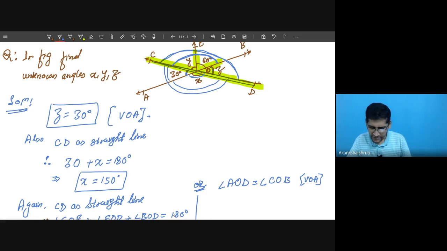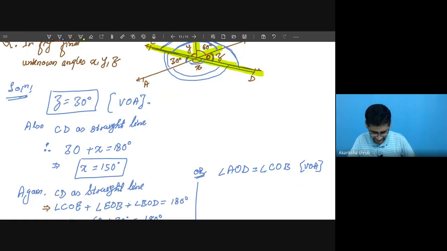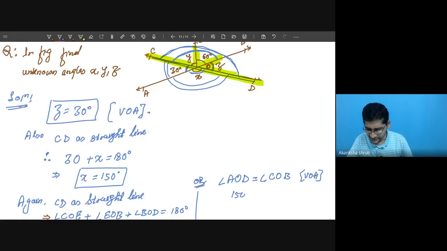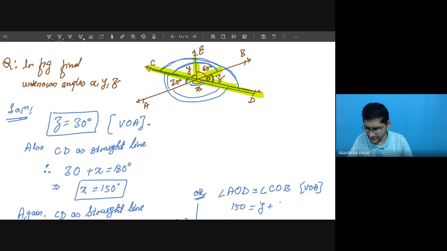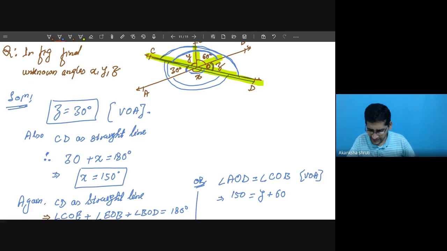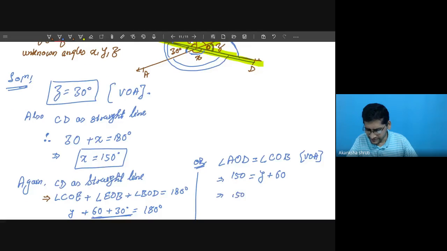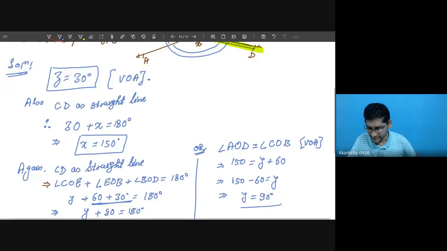Okay, student. So AOD we want to calculate? No, it is given. AOD already we have calculated as 150. So 150 is equal to COB. Now this COB can be written as Y plus 60 degrees. Are we getting this? Because it is the sum of the two, Y plus 60 degrees. So this way we can write 150 minus 60 is equal to Y. This means Y is again 90 degrees. We are getting the same answer.